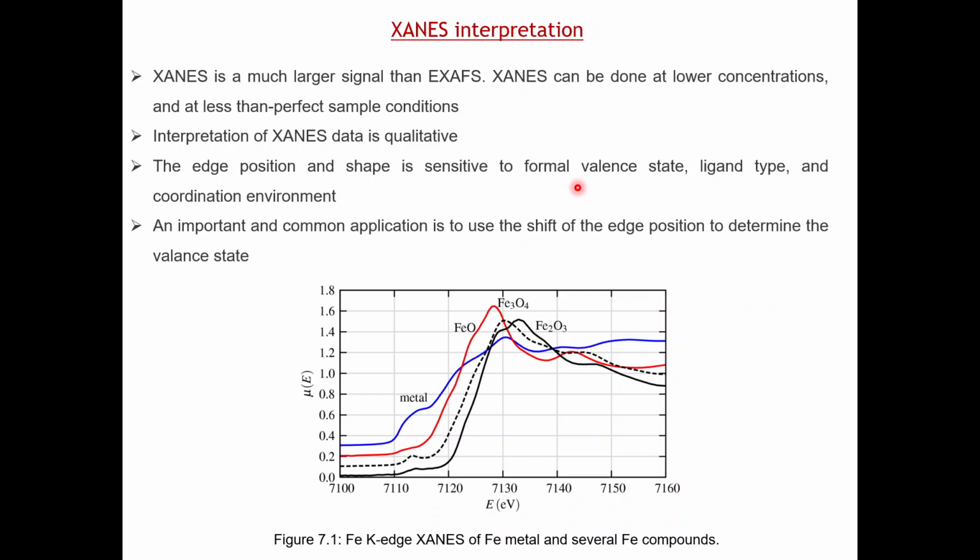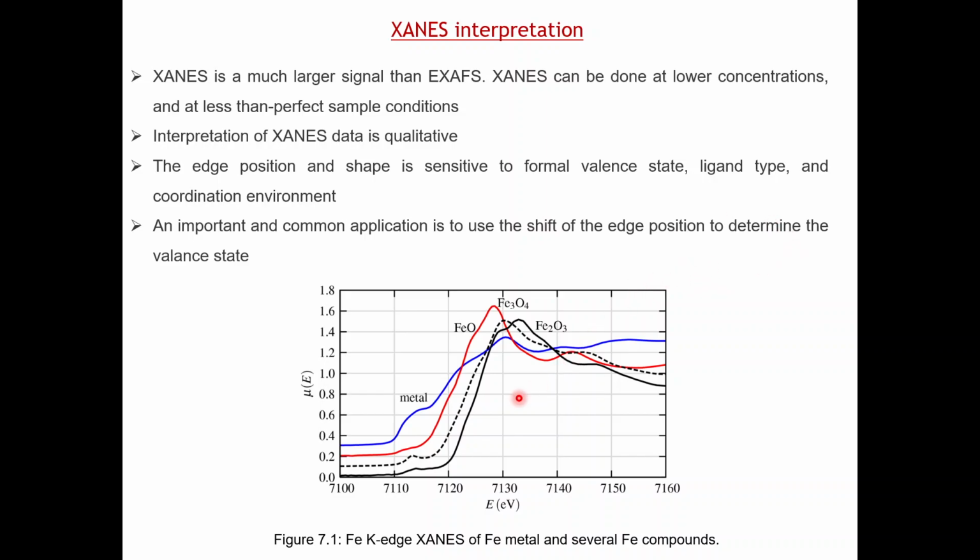And one more thing is, we can measure these XANES with an amorphous sample also. It is not always needed that the sample should be highly crystalline, because we are looking at the local property of the atom. When a photoelectron goes out, the corresponding scattering is going on locally with the nearby atoms. And here the edge position and shape are sensitive to formal valence state, ligand type and coordination environment. An important and common application is to use the shift of the edge position to determine the valence state.